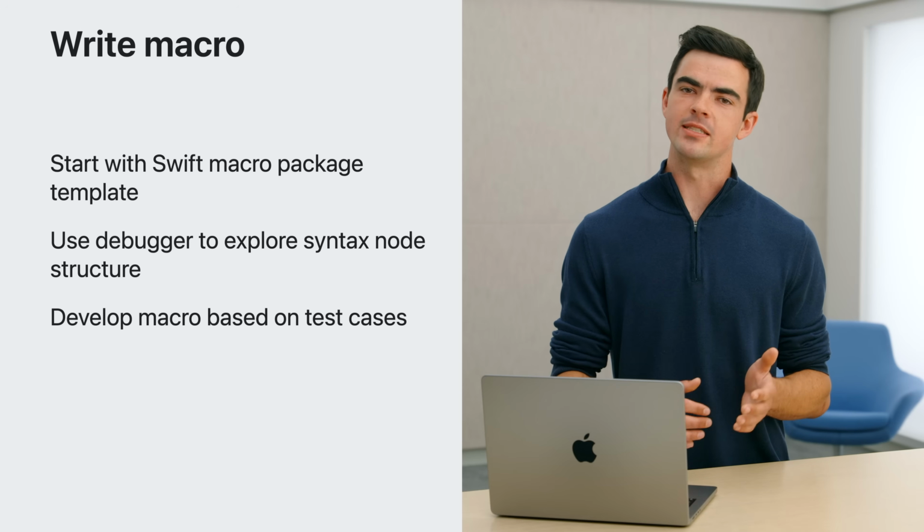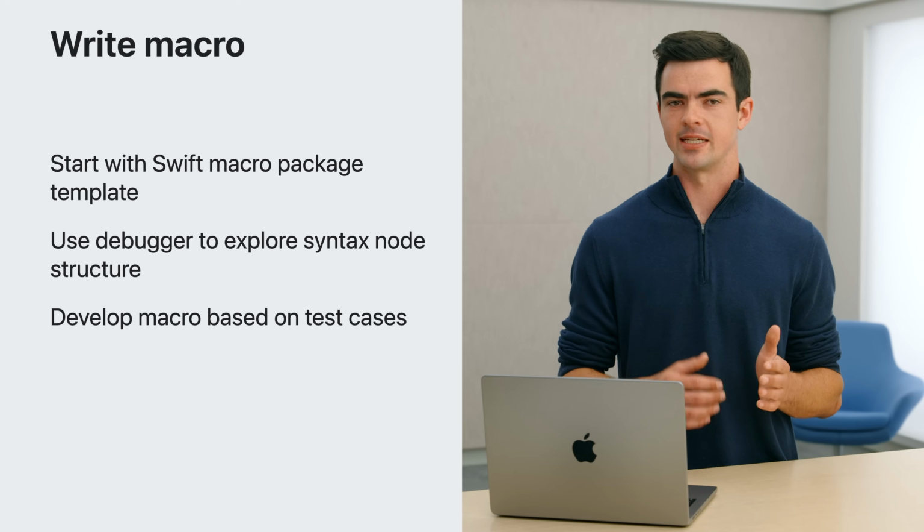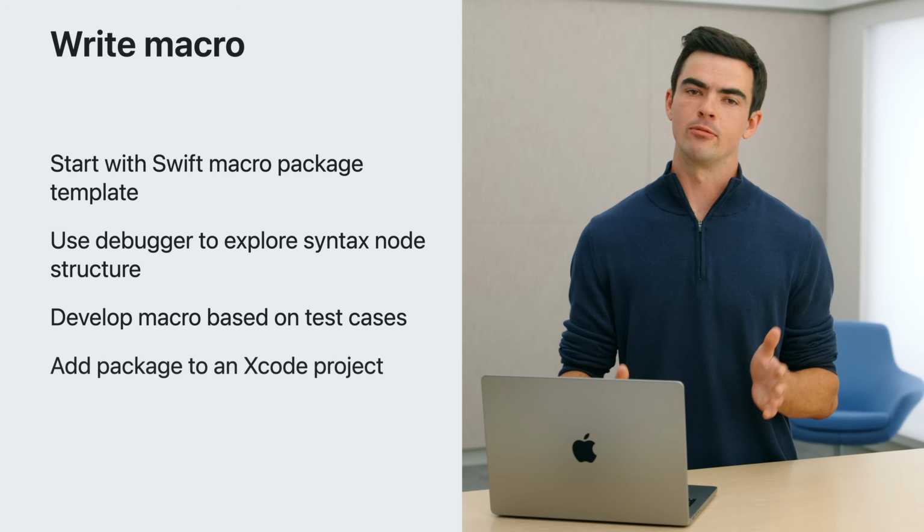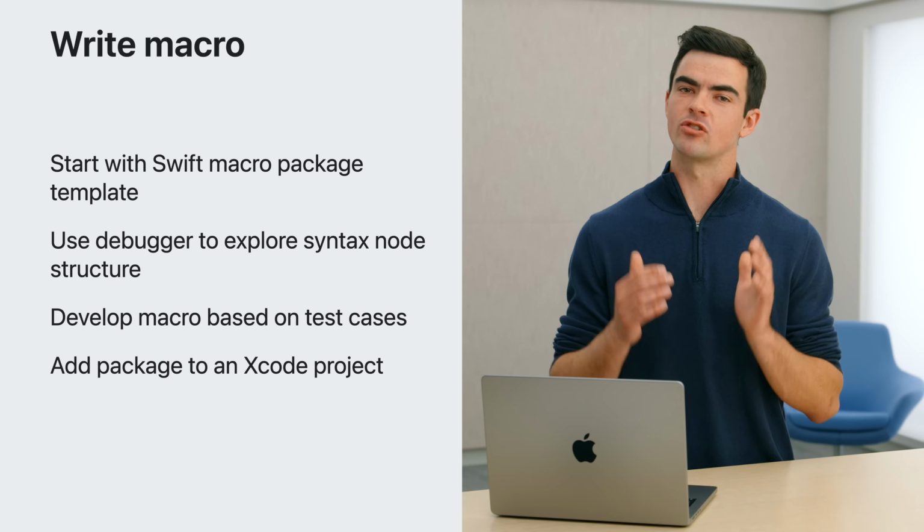And it was really easy to develop the macro on its own using a test case. After we added it to my app, it worked straight away. But what happens if your macro is used in situations that it doesn't support?